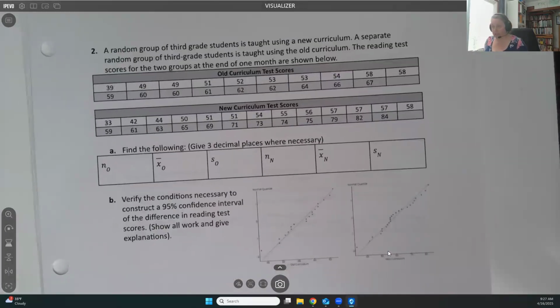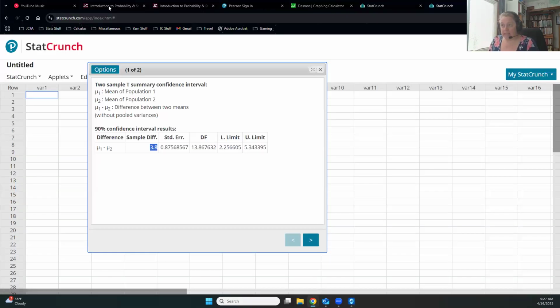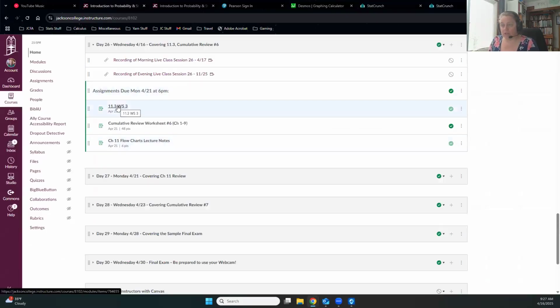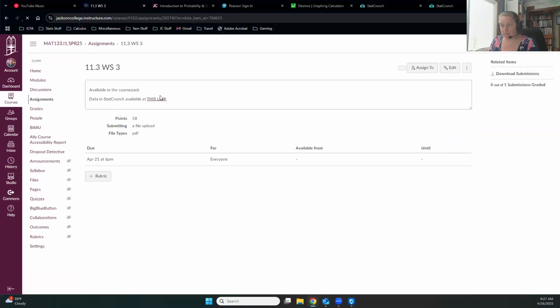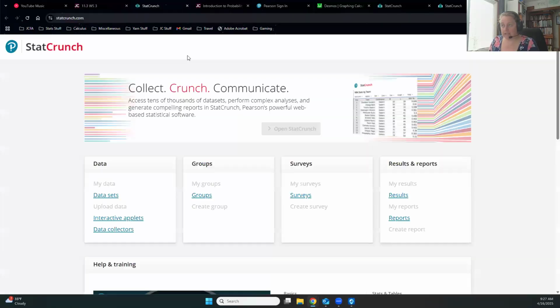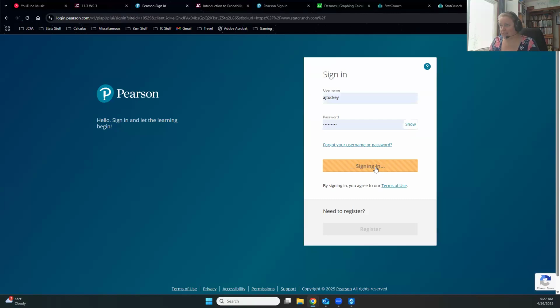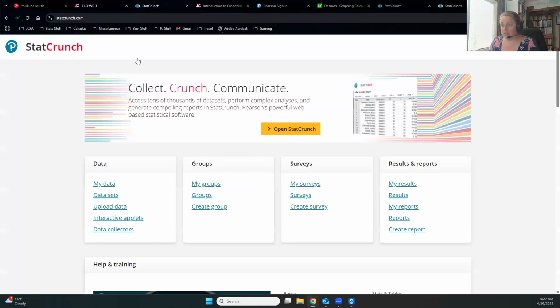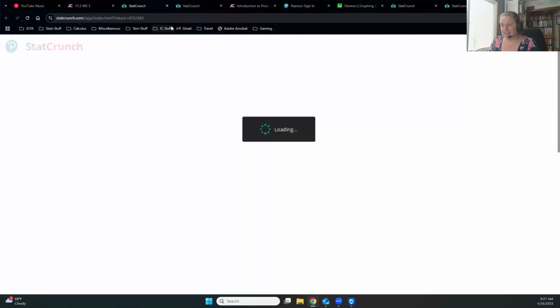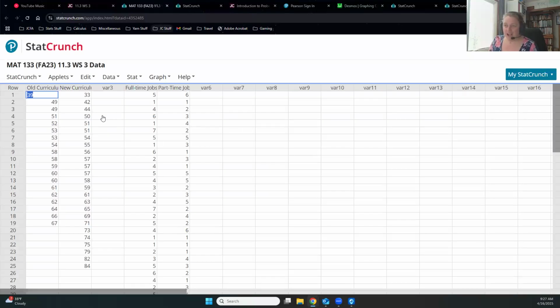So now I'm going to let you guys do this page. Now these data are loaded in Canvas. Sorry, I just got to find it. So if I go to the 11.3 worksheet and I click on the data link, there it is. Why is this not saying I've signed in? You all saw me sign in. All right, let me try that again. There, now it worked. Okay, so the old curriculum's right there. The new curriculum's right next to it, right?